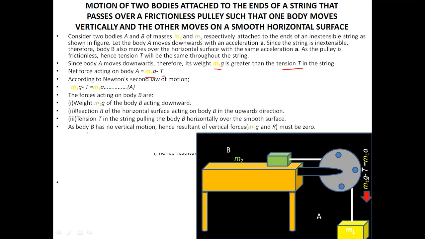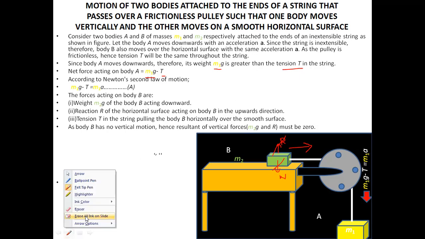Now, if we want to consider the second body, the upward force, which is the reactionary force R, and the downward force, which is the weight, are basically balancing out. That means the body is neither moving upward nor downward, so they cancel out. So there are no upward or downward forces. The only force it is experiencing is the tension in the wire, which is pulling towards the pulley, towards the right hand side. Now we will study that in detail.